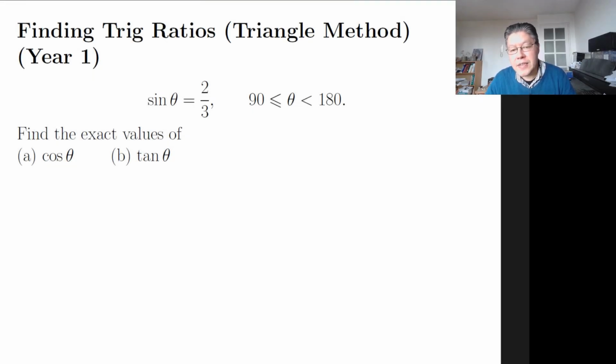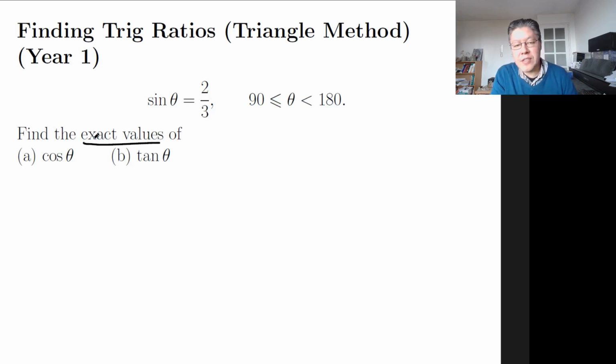Okay, so in this video we'll be given a trig ratio. For example, here we have sine theta is 2/3, and from that we need to somehow work out what cos theta and tan theta are, and we need to work out the exact values, so we can't have any decimal answers for this.